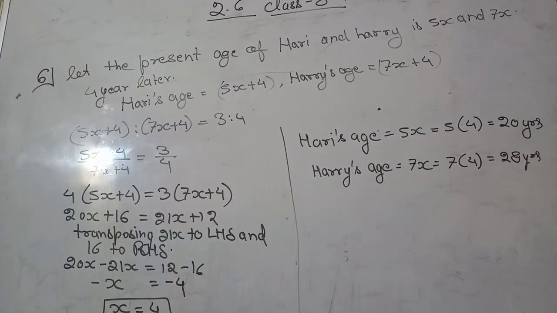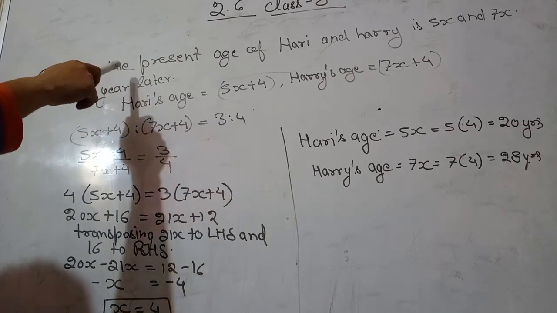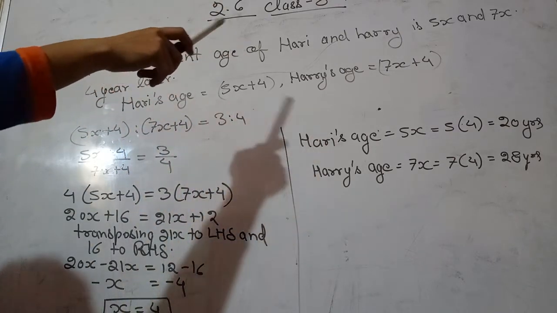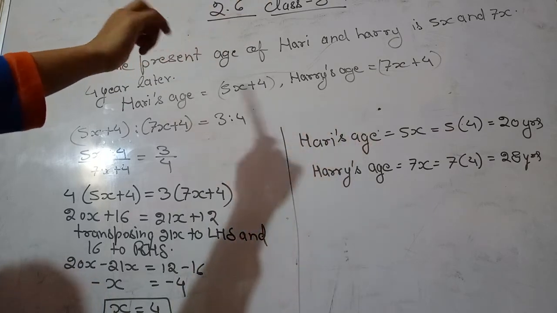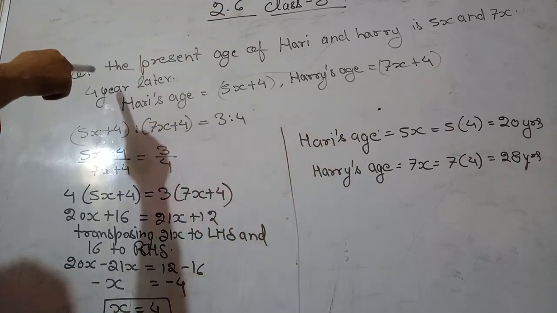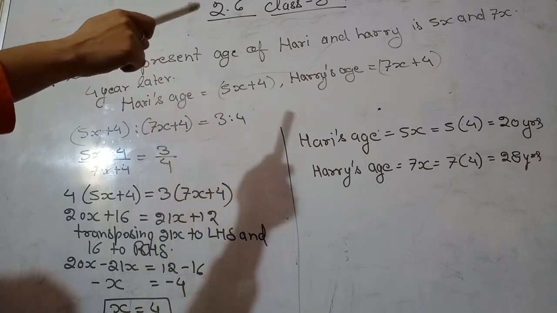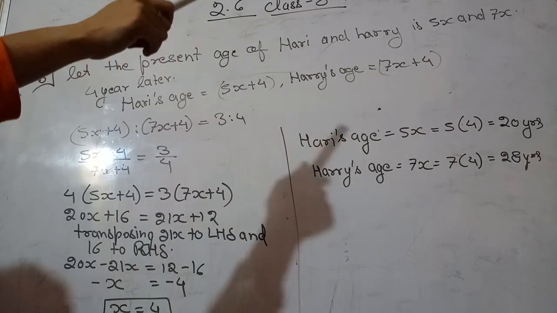Now question 6 is a word problem. See what is given in question number 6. The ages of Hari and Harry are in the ratio 5:7. Okay, so I have told you whenever a ratio is given in a word problem, to convert it into quantity, simply multiply it with any variable. The ratio is given as 5:7, so I have multiplied x with 5 and with 7. Now it is converted into quantity, which means we can take Hari's age as 5x and Harry's age as 7x.